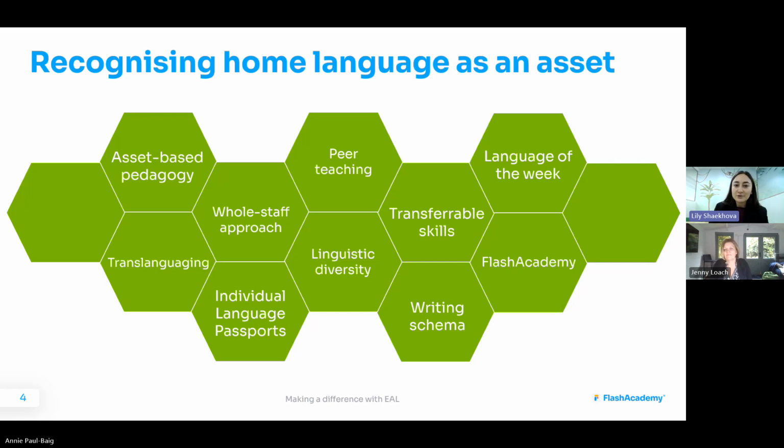And lastly, but again, not least, celebrating diversity through various whole school events. So we celebrate International Mother Tongue Day, International Day. Recently, we've introduced a new initiative called Language of the Week. So yeah, that's lots of fun. Could you talk us through that, actually? And has FlashAcademy helped with it?